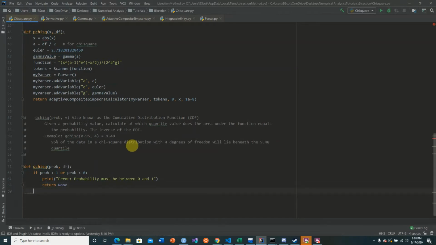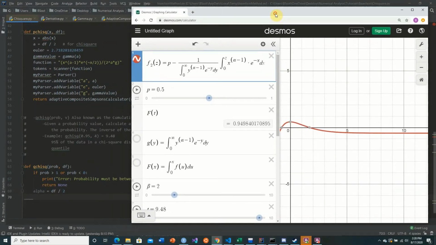And then what we need to do is calculate our alpha for a chi-squared distribution, which is always degrees of freedom divided by 2. And then what we can do here, if I was to bring this back, this value right here is a constant. So we can calculate this as a constant and pull it out.